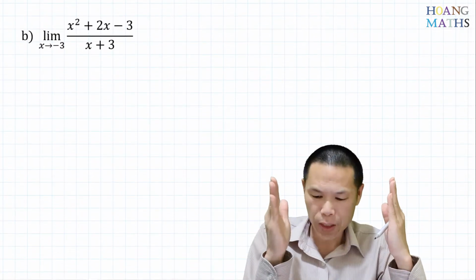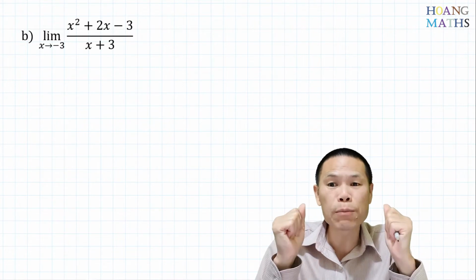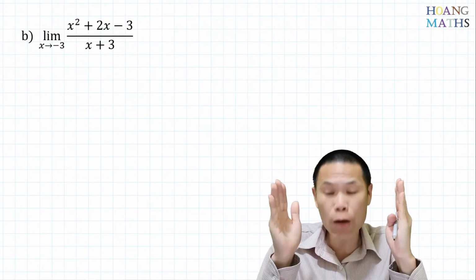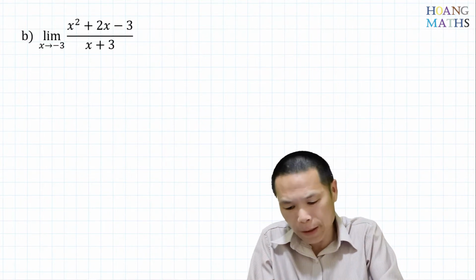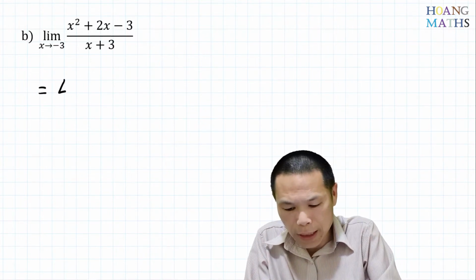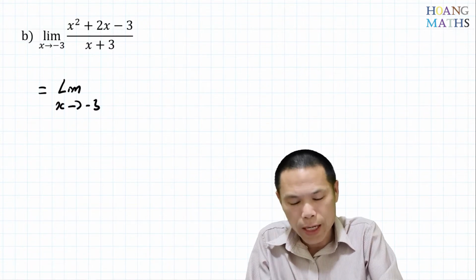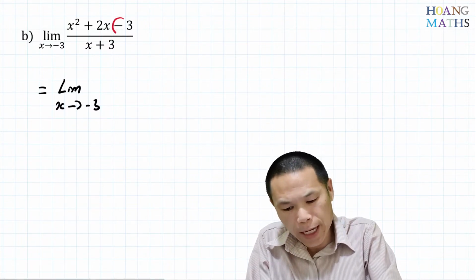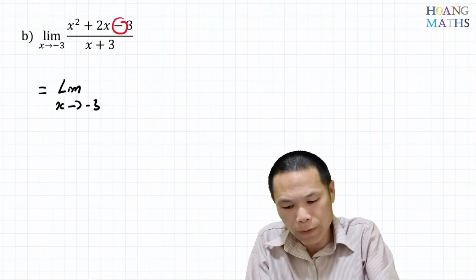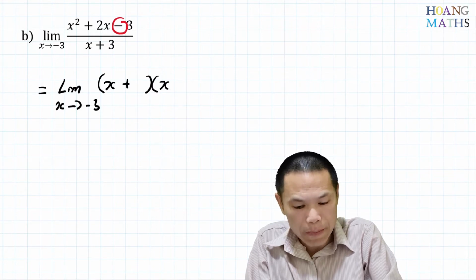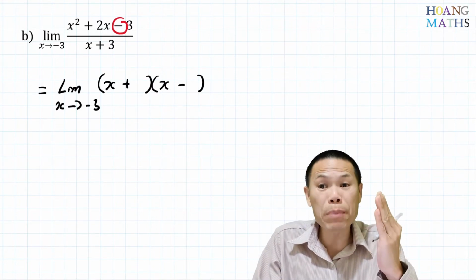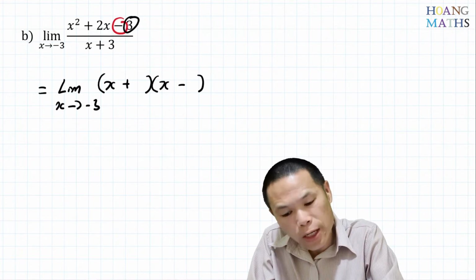Second one. The first step is we need to simplify, but first we need to factorize the numerator. To factorize this, let me just write this down first. So that is equal to the limit as x approaches -3. Now remember, this is negative, so we need to have 1 plus, 1 minus. So x plus, x minus.